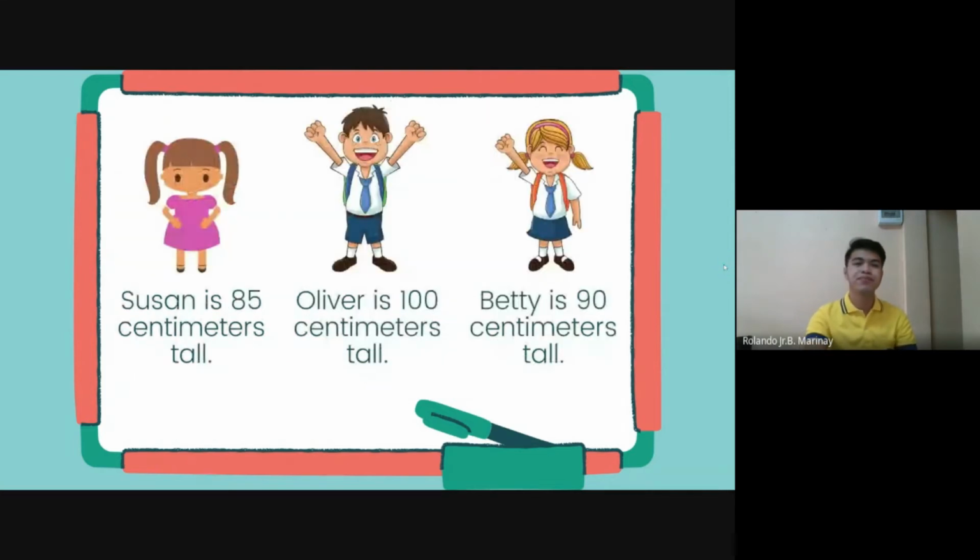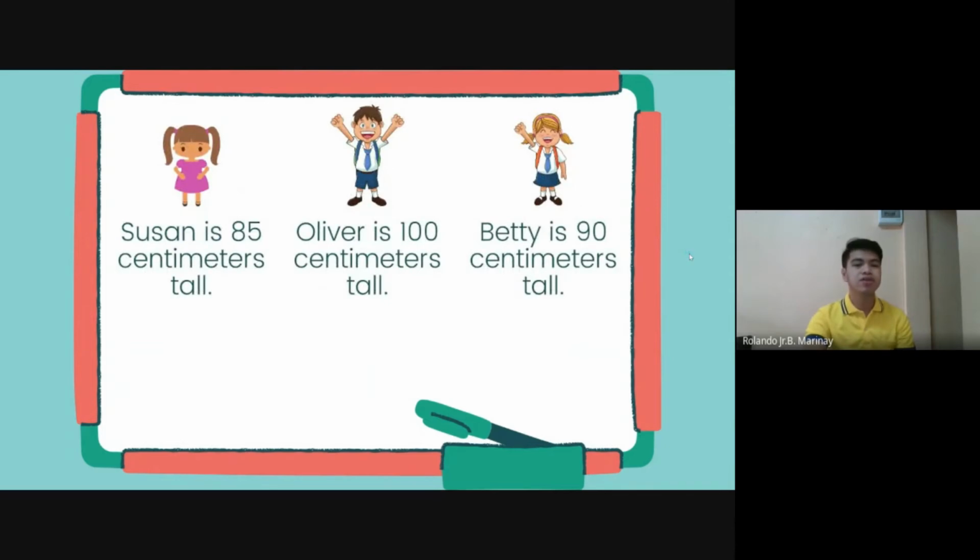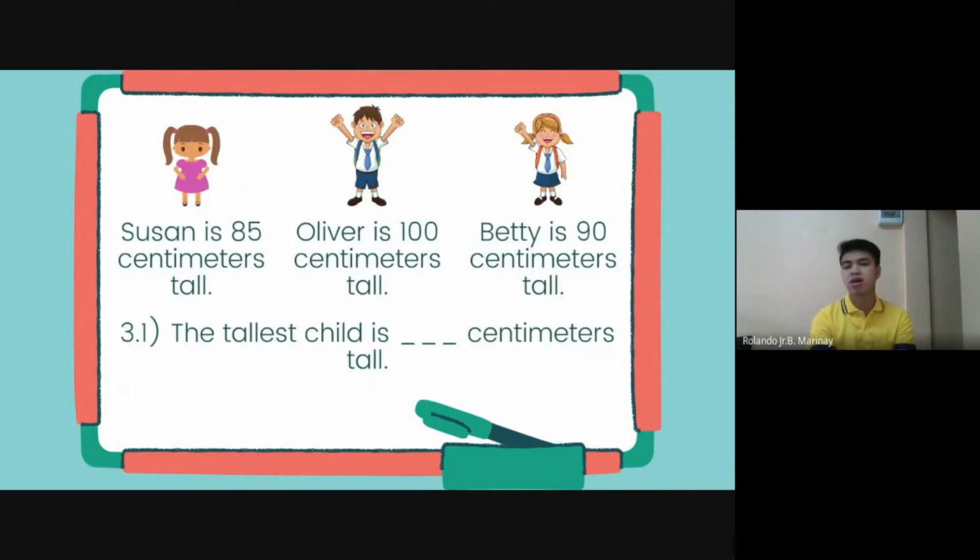So let's go. Next, we have here three kids. The three kids' names are Susan, Oliver, and Betty. Susan is 85 centimeters tall. Oliver is 100 centimeters tall, and Betty is 90 centimeters tall. So what are we going to do? The first thing that we're going to do is find who is the tallest child. Since Susan is 85, Oliver is 100, and Betty is 90, we can see that Oliver is the tallest child.